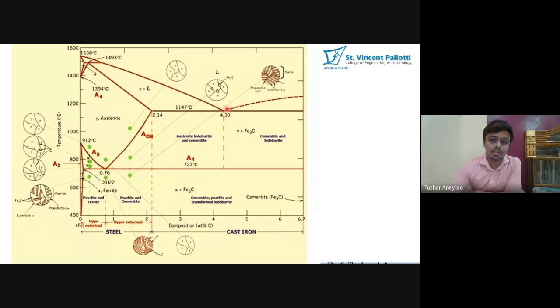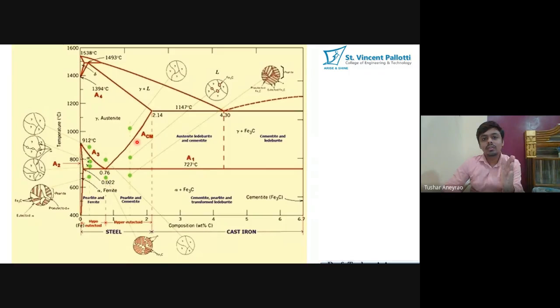Now what is this reaction? Eutectoid reaction. This is the eutectic reaction at 4.3% and 1147 degrees, and at 0.76% and 727 degrees we are having the eutectoid reaction, in which one solid is getting converted into two other solids. Solid 1 is getting decomposed into solid 2 plus solid 3, which is austenite getting converted into what? Pearlite, that is, austenite is getting converted into ferrite and cementite.